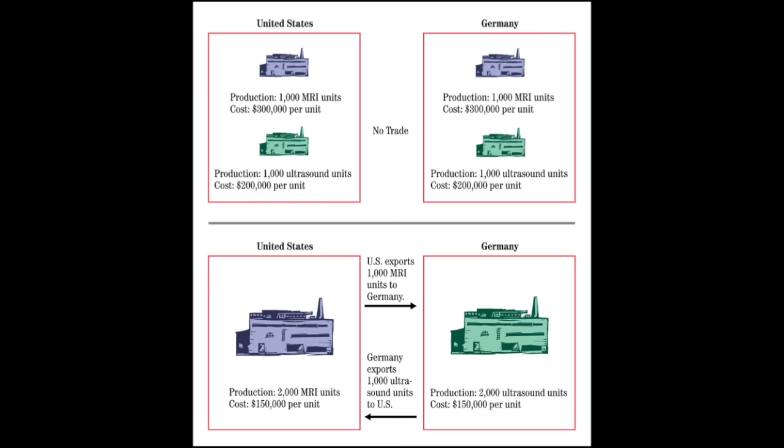The bottom panel of the figure shows that if the United States produces 2,000 machines instead of 1,000, it can significantly lower the production cost to $150,000 per machine. Similarly, if Germany produces 2,000 ultrasound machines instead of 1,000, it can produce at a cost of only $150,000 per machine, down from $200,000.